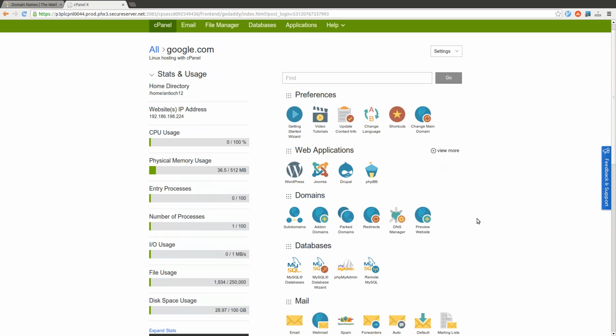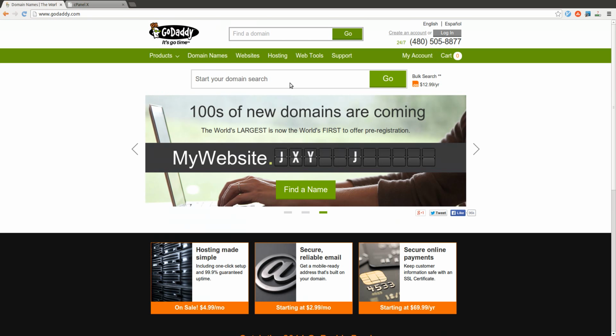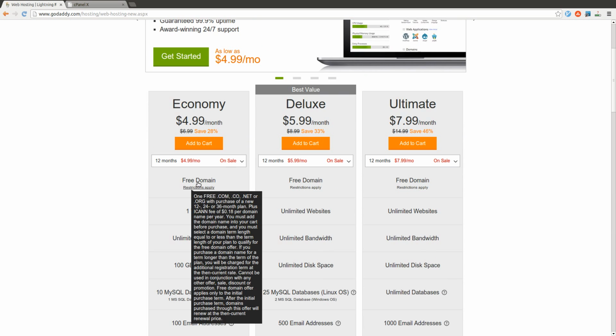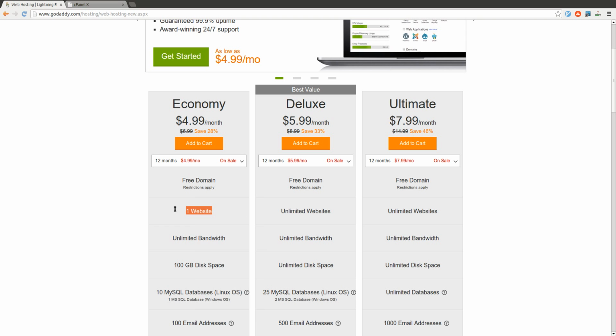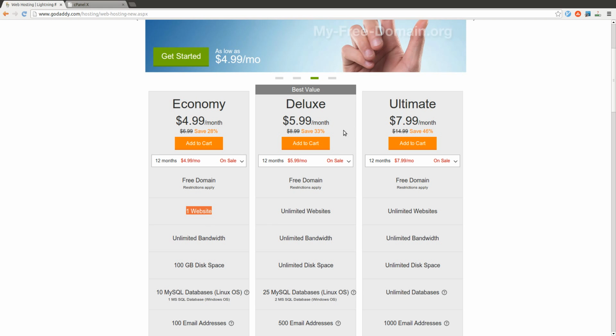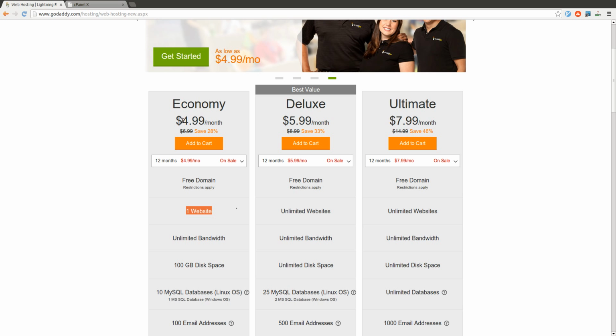The one thing that I'm not crazy about is their add-on domains on their cheapest web hosting package, the $4.99 one. They only offer one. You can only have one domain. So you kind of have to pay the $5.99 if you want to have more than one website, which I feel like you usually need. That price isn't terrible. I wish they would just have unlimited websites, or at least like 10 websites under the economy.